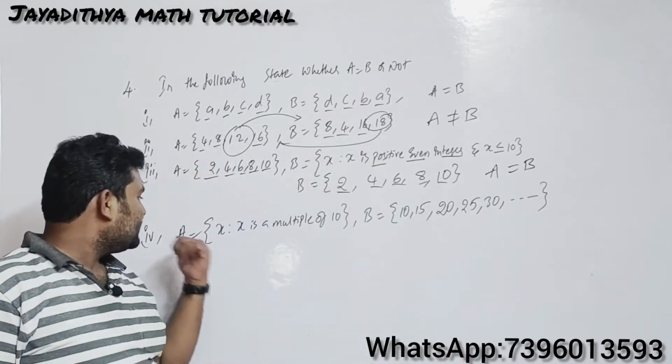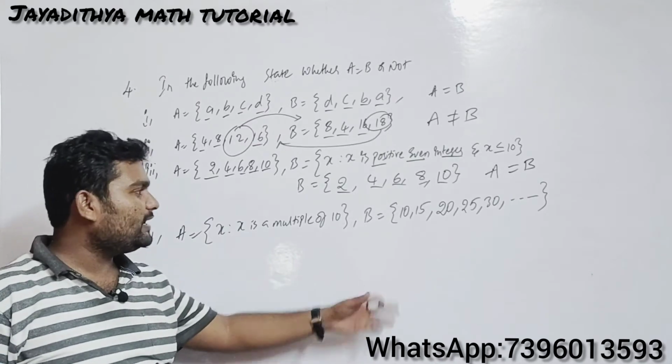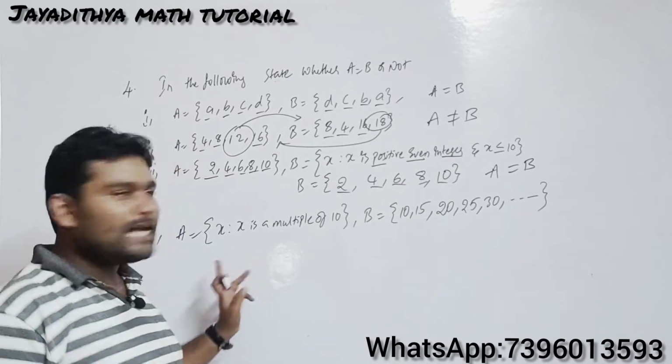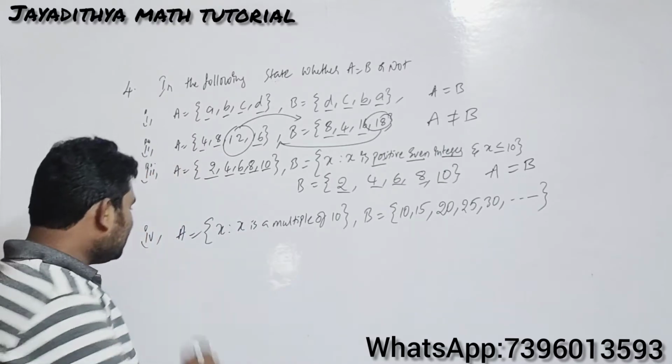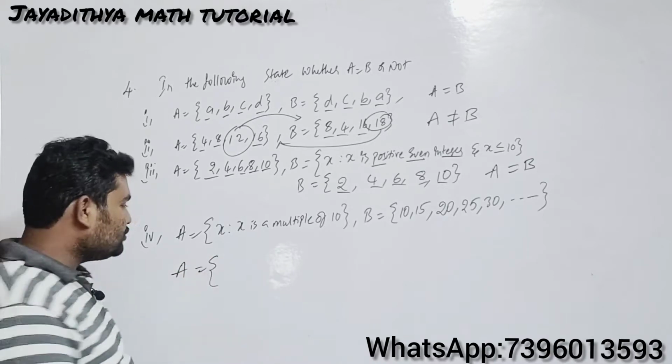And the next one: A is the set of all X such that X is a multiple of 10, and here the elements are given. Here B is in roster form and A is in set builder form. So what we'll be doing here? Convert A into roster form. A is the multiples of 10. So what can you write here?